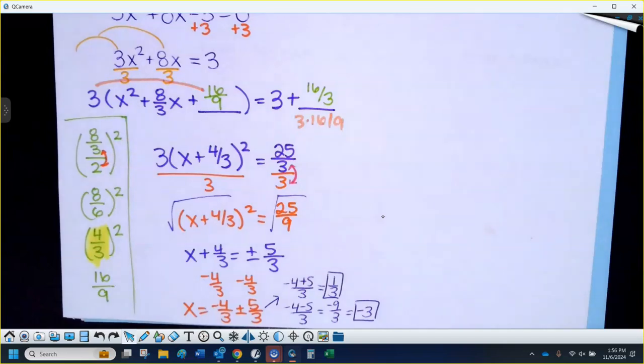It's just about keeping track of what you're doing with the fraction, and feel free to use your calculator to help you on that to speed the process up. Is anybody having a question?